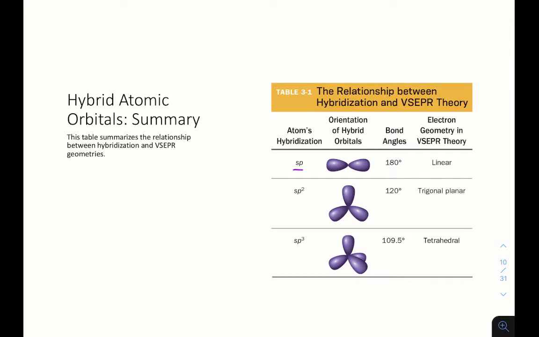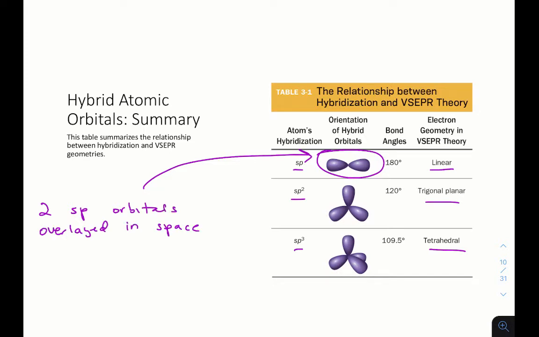sp hybridization corresponds to linear VSEPR geometry, sp2 trigonal planar, sp3 tetrahedral. These hybridizations explain the observed bond angles for each of these geometries. Now, this picture, for example, for the sp hybrid orbitals, represents two hybrid orbitals, two sp orbitals overlaid in space. I'm about to show you that sp orbitals look like this. Whoa. And an sp hybridized atom has two of those orbitals. The nucleus is around here somewhere.